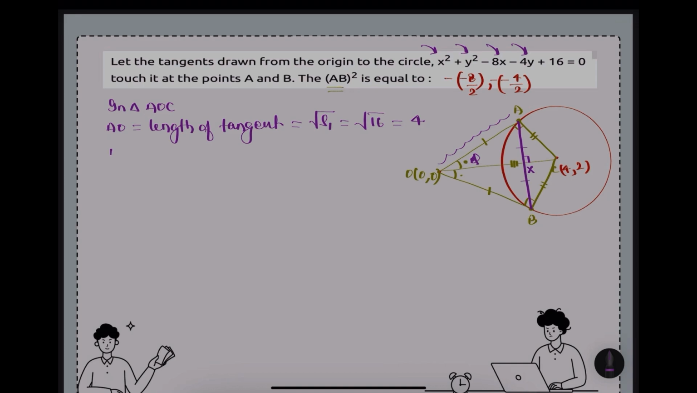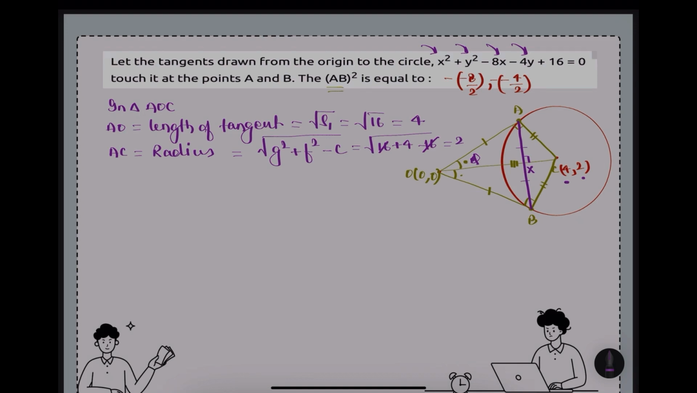Now I'll go with AC. Who is AC? Radius. What is the radius? Radius is root over g square plus f square minus c. Correct? You know who is g? g is minus 4, so minus 4 square is 16. You know who is f? Minus 2, so minus 2 square is 4, minus c. C is 16. So this thing is done, we will be left with 4, and root 4 is 2.